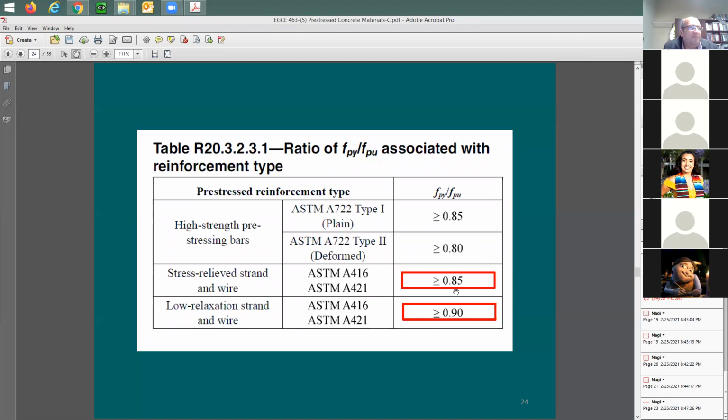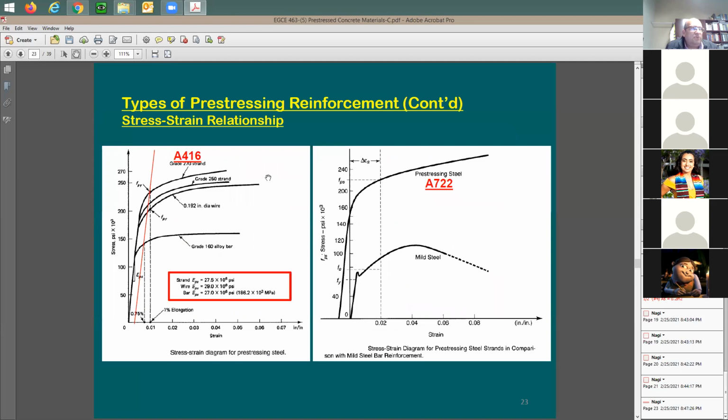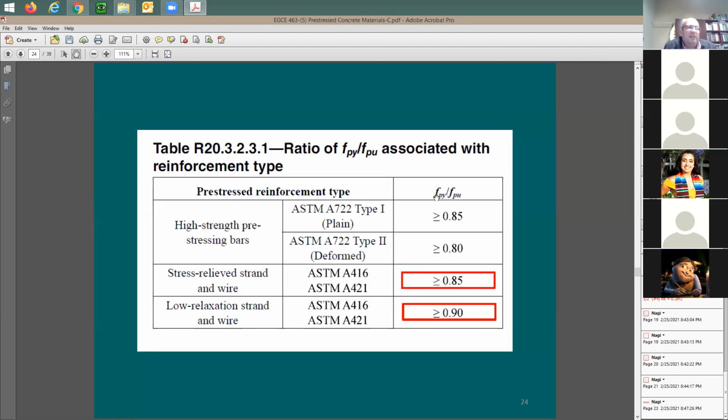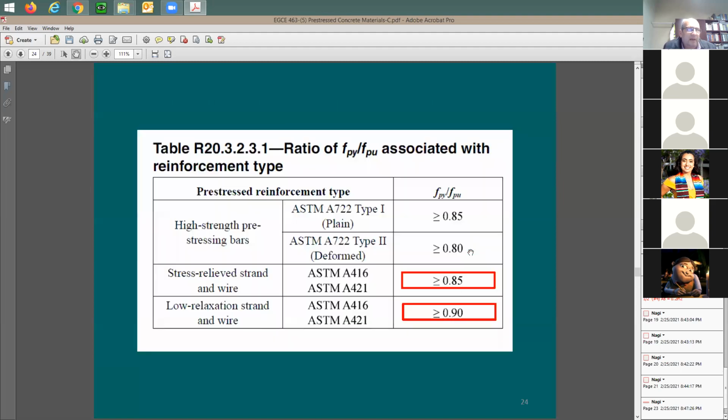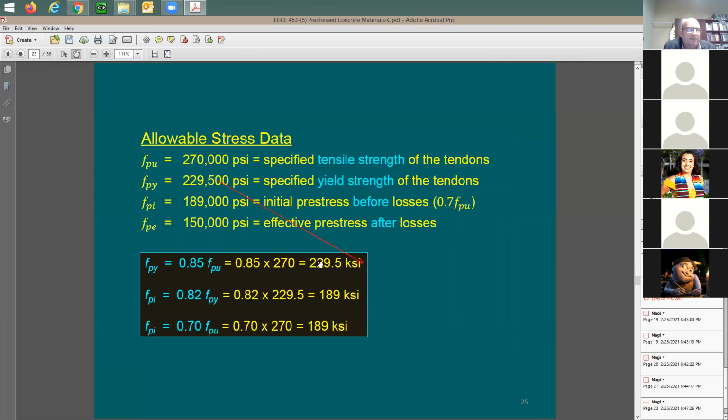When you take here 85% of fpu, because I know that fpu is going to be equal to 270. How do I know it? Because I picked here 416. It says here 270 grade. Now I'd like to figure out how much is this yield point for the 416, the stress relief strength. I'm going to be taking here 85% of the 270. It turned out to be 229. So now I know where this is coming from, right? This 229 is coming from here, because simply I use the code value of 85%.